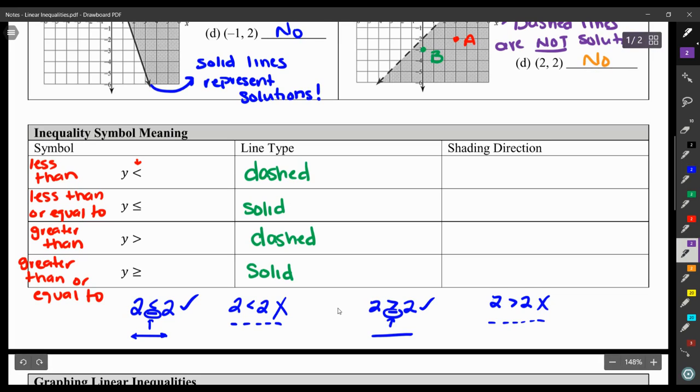Now the last thing we need is the shading direction. Well, if I have y less than, then that means the shading direction will be below my line. Again, even the second one is still a less than. Yes, it has the equal to, but it's still less than, and so this will also be below your line. Greater thans are above your line. You're going to shade above the line for greater thans and below the line for less thans.